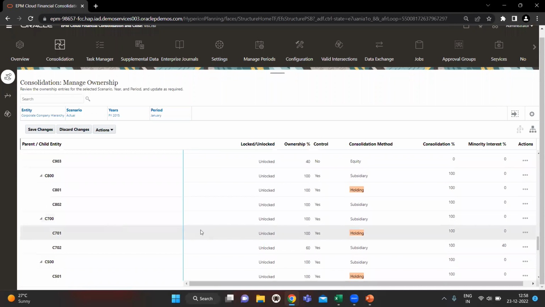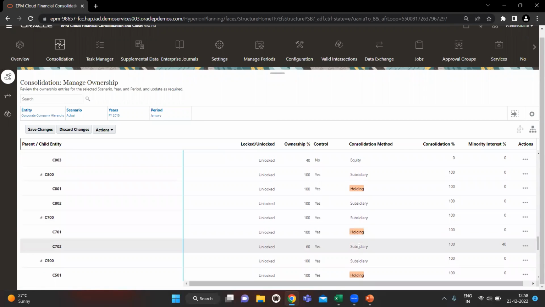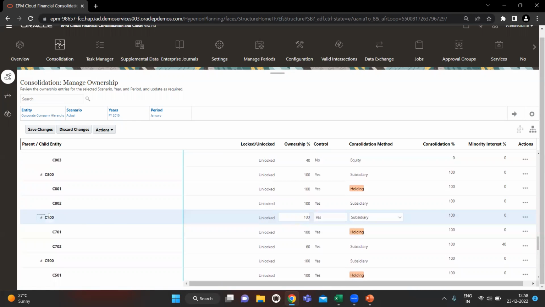Okay, here you can see. So as you can see, we have the 701 as a holding, and we have 702 as a subsidiary, which has 60% ownership by the holding, and the parent is C700, at which we see our figures.